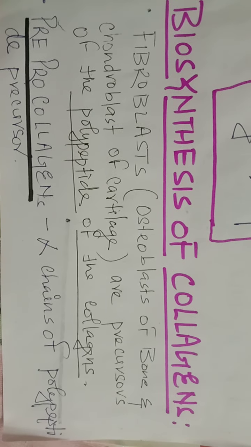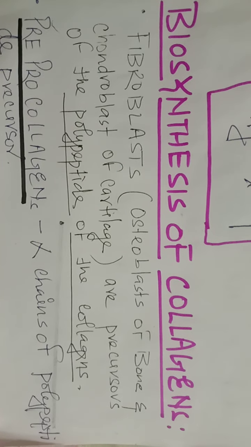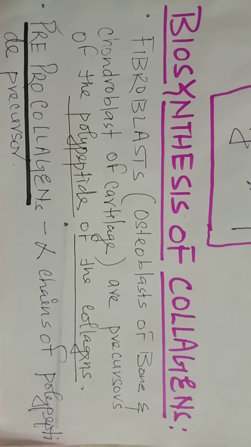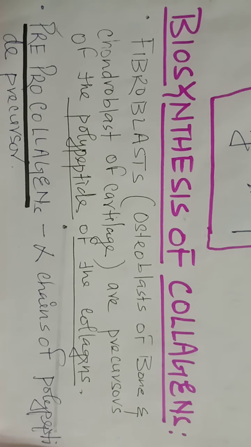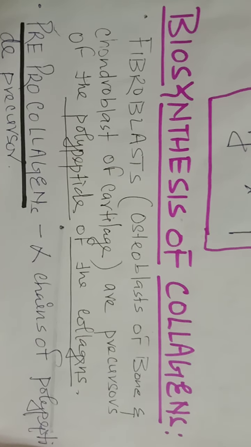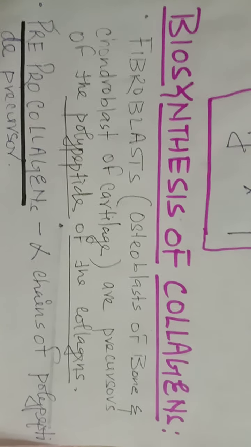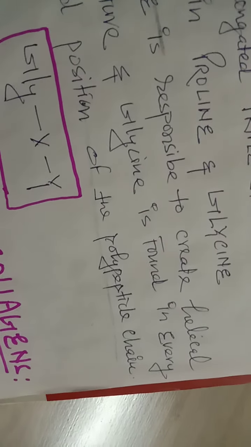Pre-procollagen means alpha chains of polypeptide precursor. As we know, it is a polypeptide, so there is presence of alpha chain. So pre-procollagen is alpha chains of polypeptide precursor. Mainly osteoblasts and chondroblasts will be responsible for the formation of the pre-procollagen.